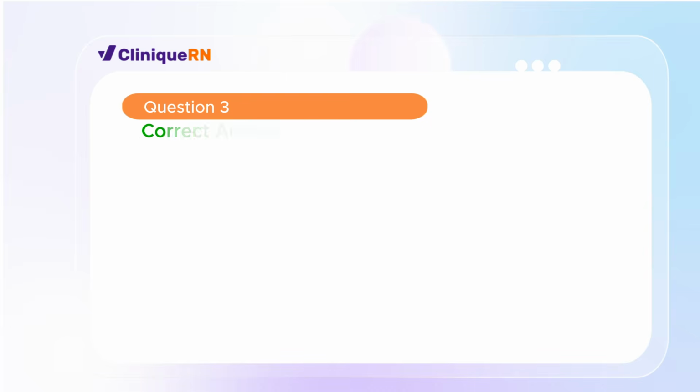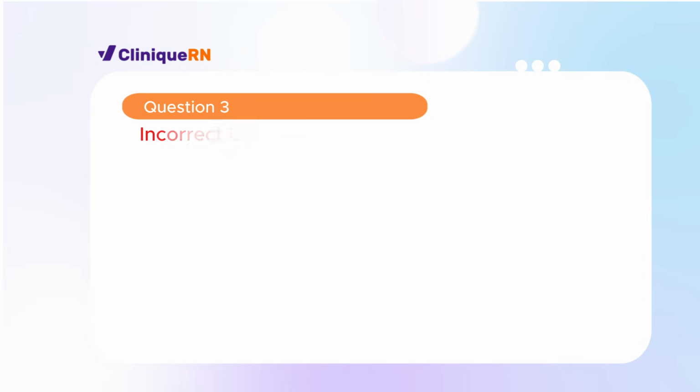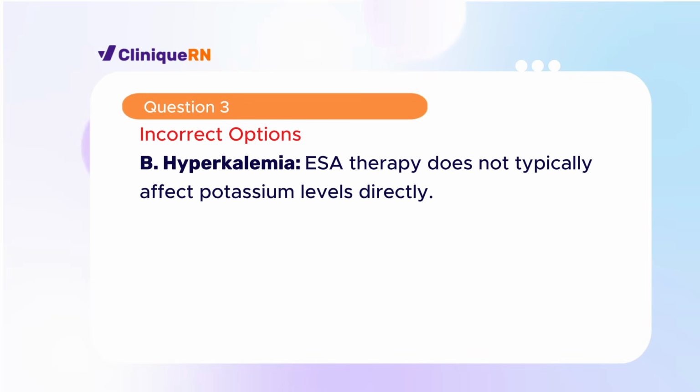The correct answer is A. Hypertension. Rationale for correct answer. Erythropoiesis-stimulating agents, ESAs, can increase red blood cell production, which may result in an increase in blood volume and subsequently lead to hypertension.